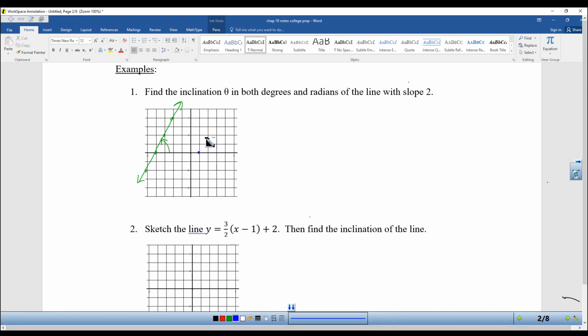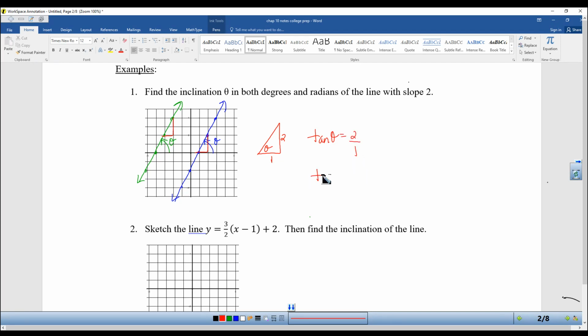Even if I drew it over here, as long as it has a slope of 2, it's going to have the exact same, do you see it? Inclination. So how do we find that inclination? We can just make any little triangle. So any triangle is going to tell you its inclination. So that triangle is 2 to 1. Tangent of theta is 2 over 1.